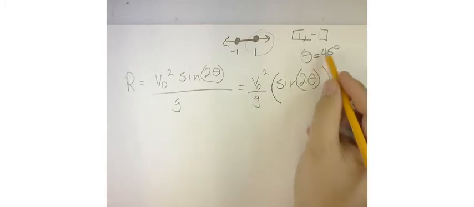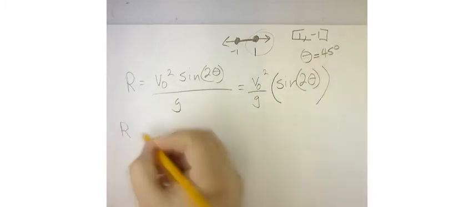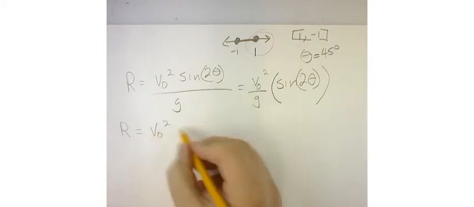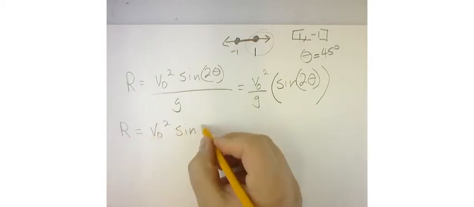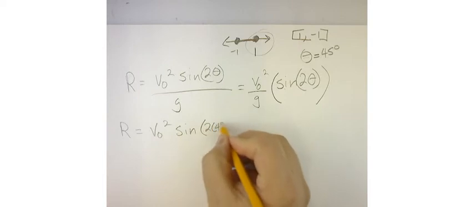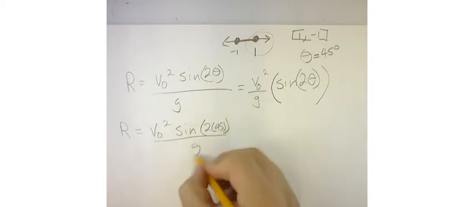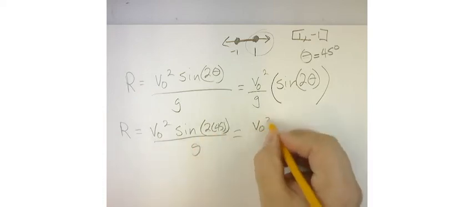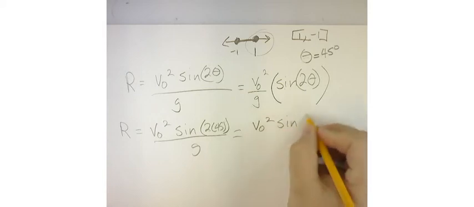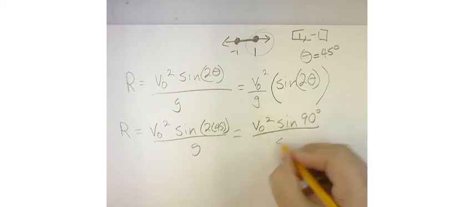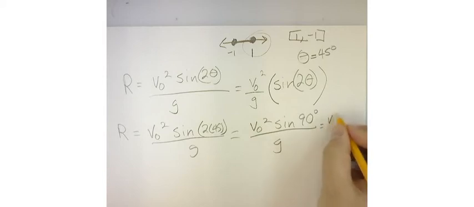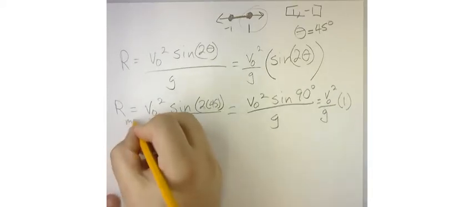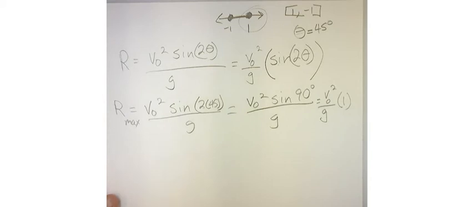So when we have an angle of 45 degrees, we get v squared times sine of 2 times 45 all over g, while sine of 2 times 45 is actually the same as sine of 90 degrees, which is actually 1. So the maximum range occurs when theta equals 45 degrees and we multiply by 1.